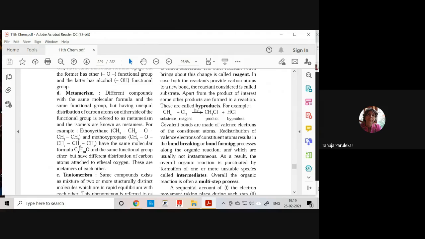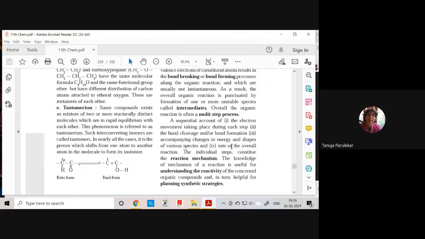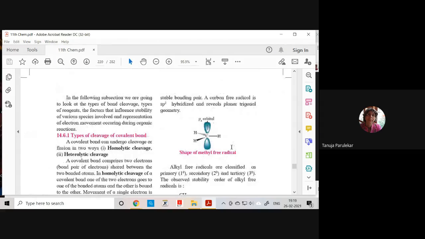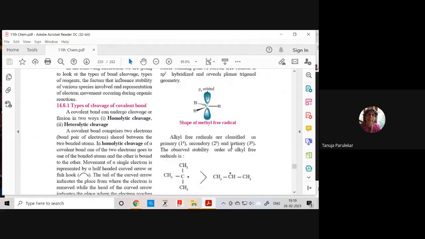As I said last time, bond breaking and bond formation takes place. This is only a one-step reaction. You can have multi-step reactions also. Now, during that time, what happens? First thing is the bond breaking process, then bond breaking and bond formation. So, there are different types of bond breaking processes happening.